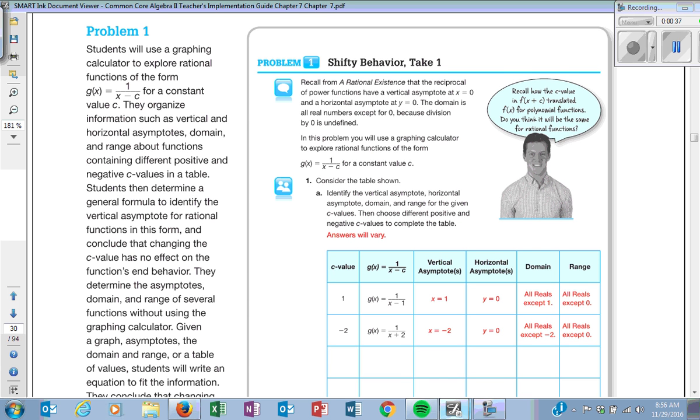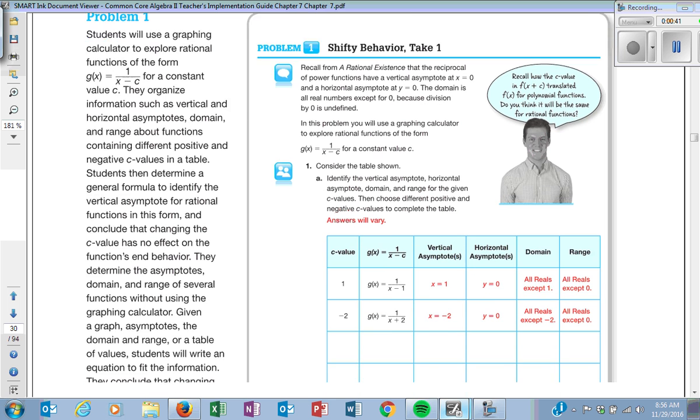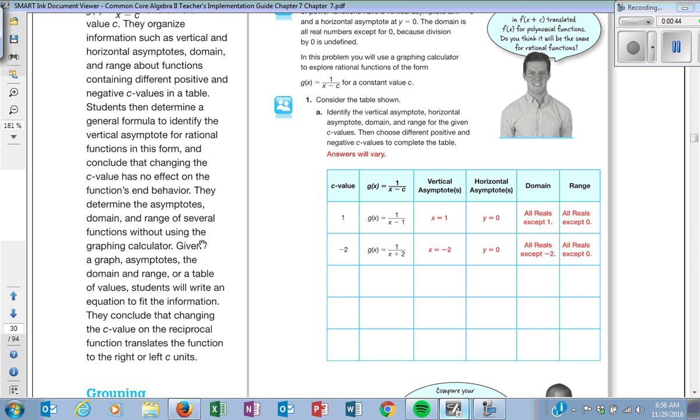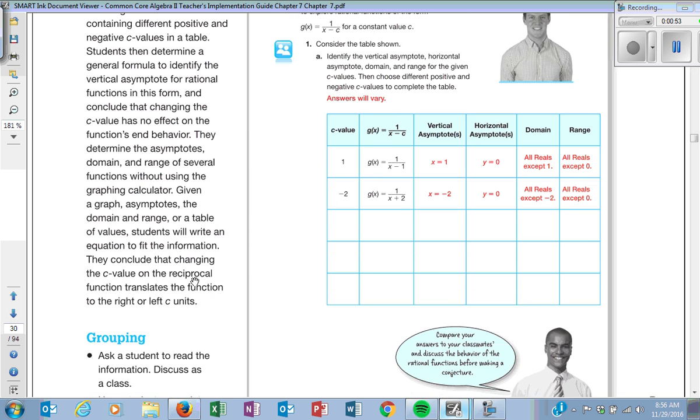All right, so for these guys, they're asking, consider the table below. Identify the vertical asymptote, horizontal asymptote, domain, and range for the given C values. Then choose different positives and fill this in on your own. Remember, vertical asymptotes are where your denominator is 0. If you plug in a 1 here, 1 minus 1 is 0, making your denominator 0. That's why your vertical asymptote is x equals 1.